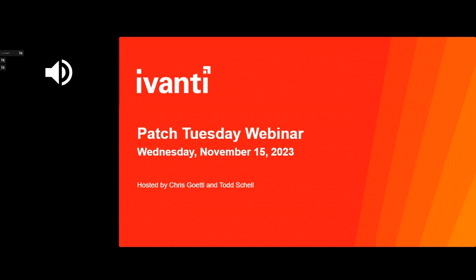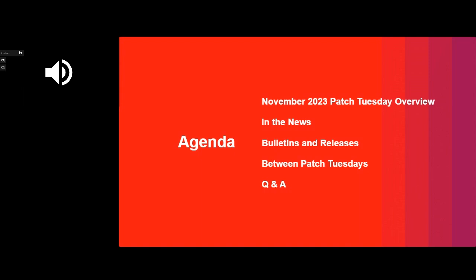All right. On that note, we're going to walk through a high level of the updates that came out. We're going to talk about some recent news that you'll definitely want to be aware of. Todd is going to walk us through some known issues, the bulletins that were released, and some things to look out for there. And then we're going to wrap up with what we call the Between the Patch Tuesdays. That is everything that's released since last month, between last October Patch Tuesday and now.